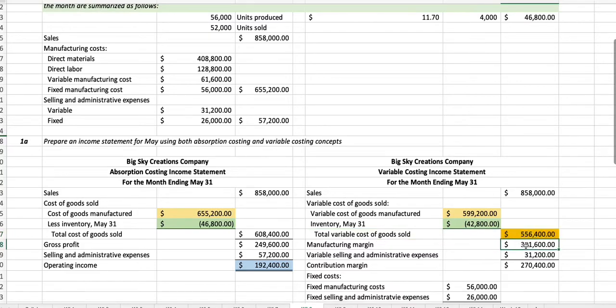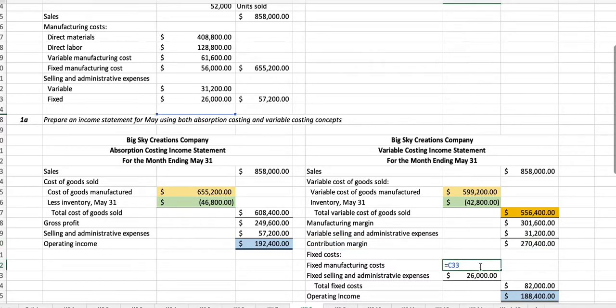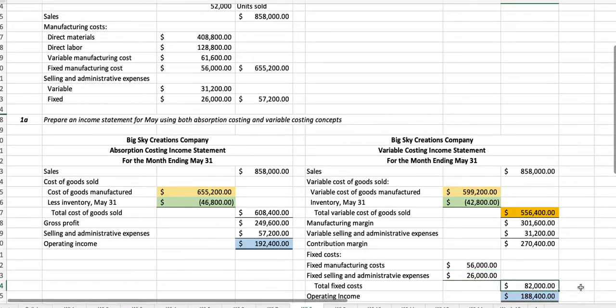My manufacturing margin is just the difference between my revenue and my total variable cost of goods sold. My variable selling expenses come from above, and so my contribution margin is $270,400. My fixed costs, I picked up the fixed manufacturing costs and the fixed selling cost. And so my total fixed costs are $82. My operating income is $188,400.